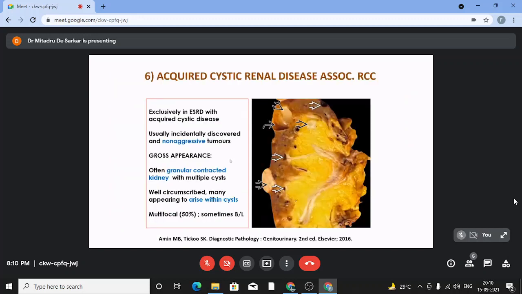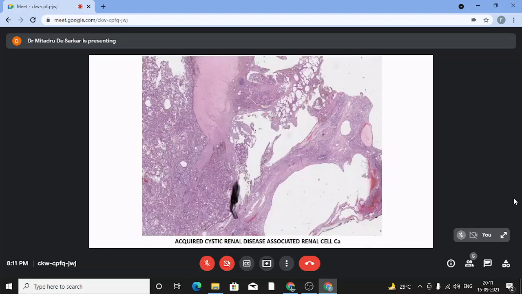So acquired cystic renal disease associated RCCs are predominantly cystic, but they have nodules of RCC which are present within the wall of the cysts. They are well circumscribed and usually incidentally discovered, but they have got something unique about them. Let's look at this particular case.